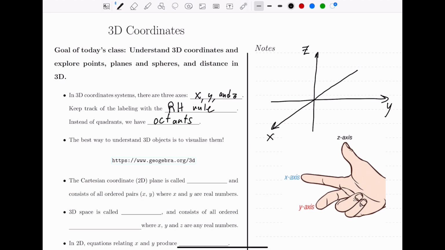So there are 4 quadrants with 2 dimensions. In 3 dimensions, there are 8 octants. And we could think about labeling them, but we're not really too concerned about what the labels of the different octants are. But we can think of 8 different places in the 3-dimensional space.